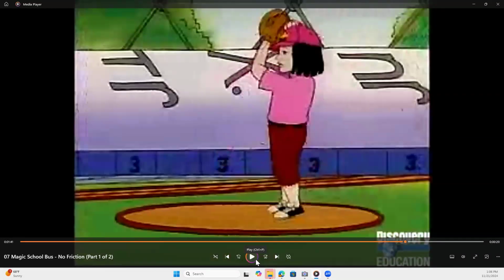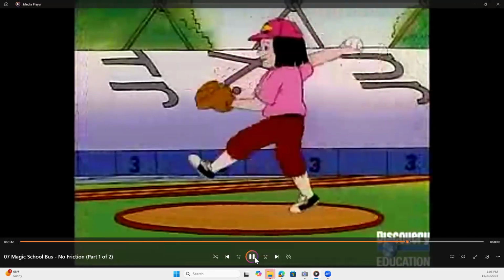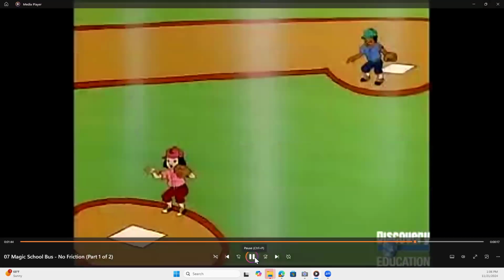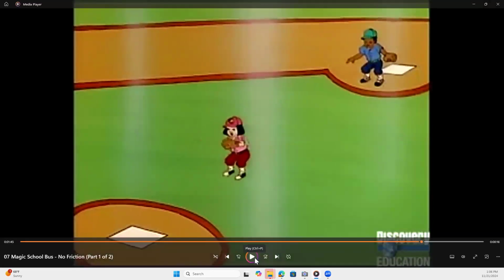Or wait, maybe I should have you guess. If she throws the baseball forward and there's zero friction on that surface, what's she gonna do? Go back towards second base? Let's see. Oh, man, I think you guys are good at physics. Whoa, she did go back towards second base. How did you know? What law of motion is that? Equal and opposite forces. That's right. That's Newton's third law, isn't it?